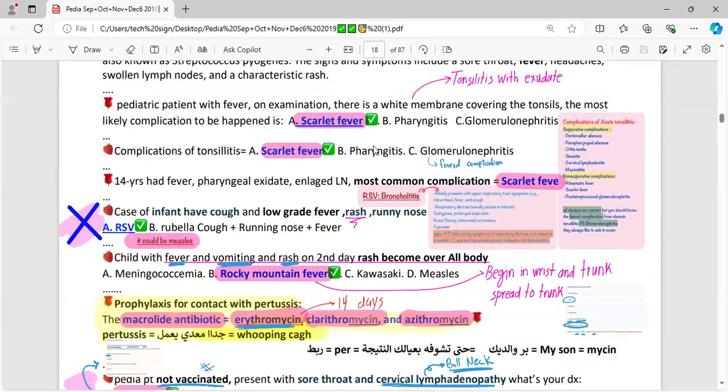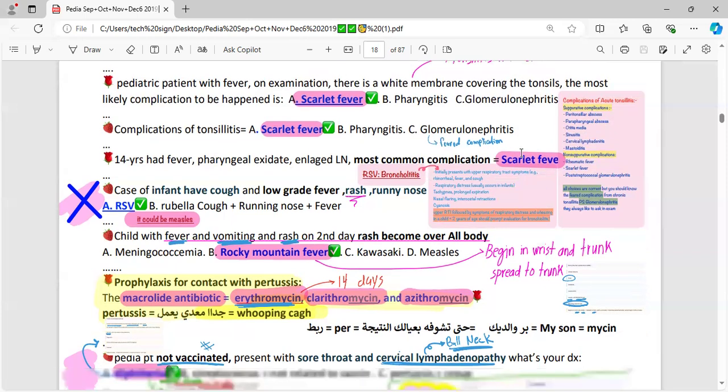Pediatric patient with the fever, on examination, there is a white membrane covering the tonsil. The most likely complication to happen is post-pharyngitis, post-tonsillitis, scarlet fever. Complication of tonsillitis, scarlet fever. 14-year-old had fever, pharyngeal exudate, lymphadenopathy, most common complication. Post-pharyngitis, scarlet fever.